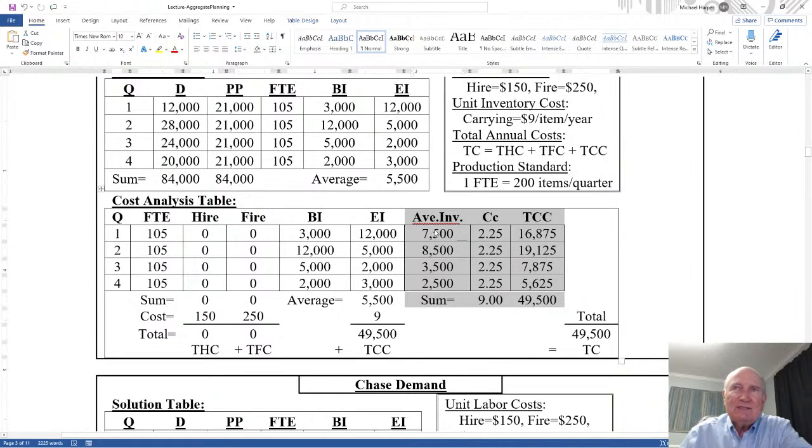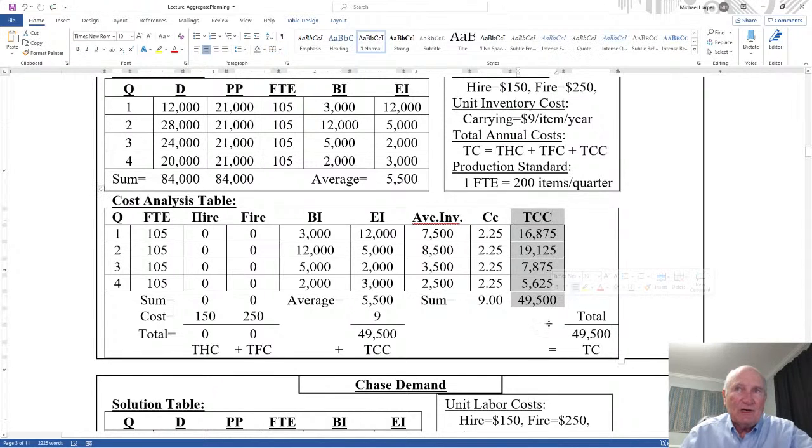This average inventory is the average inventory per quarter. 3,000 plus 12,000 divided by 2 is 7,500. The average of 12,000 and 5,000 is 8,500. 3,500, 2,500. But then my carrying cost is $9 per item per year. Well, over a quarter, my carrying cost per quarter, if I divide that by 4, I get $225 a quarter. So my average inventory per quarter times my unit carrying cost per quarter gives me my total carrying cost per quarter. So this represents my total carrying cost for each of the quarters.